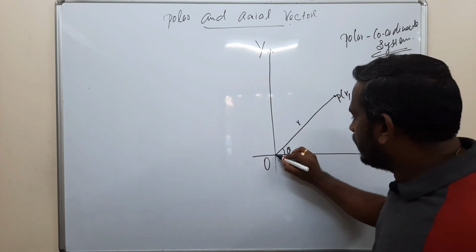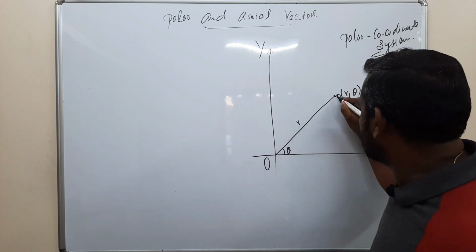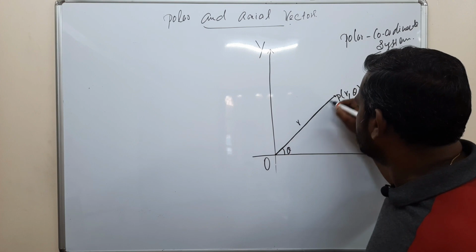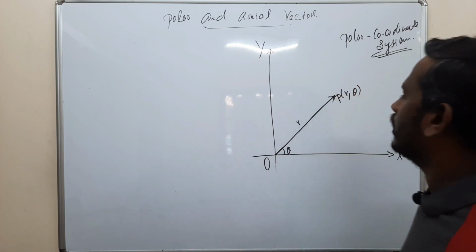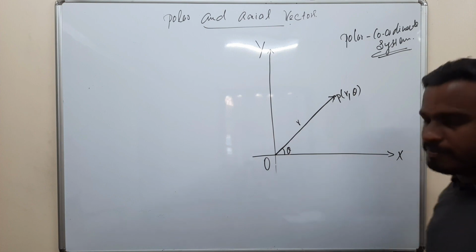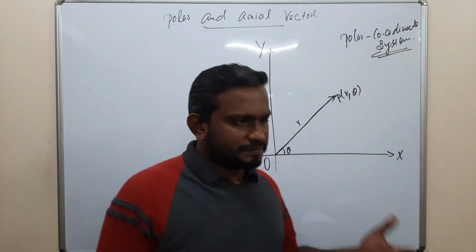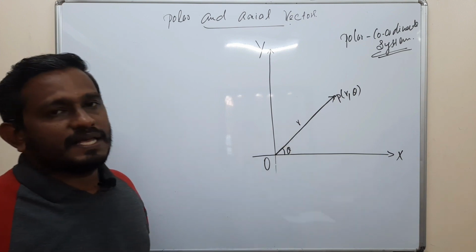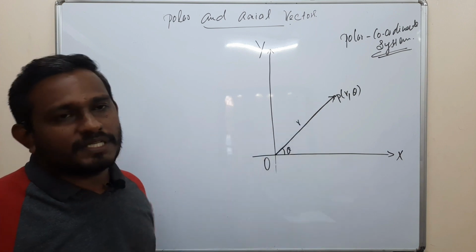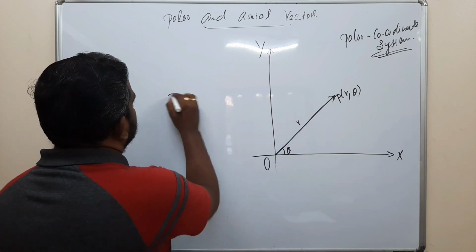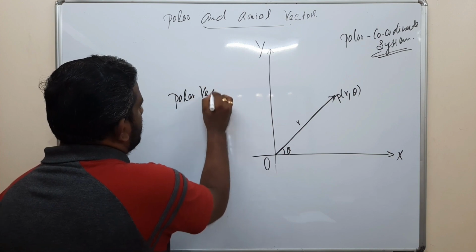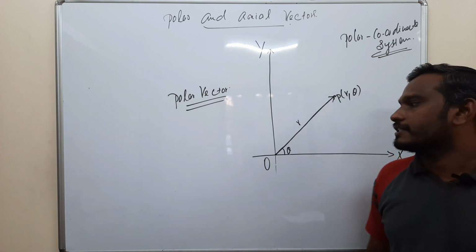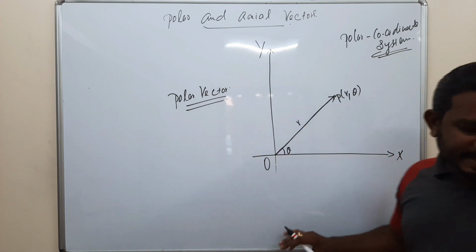The vector for that point. So this object, if the vector is drawn from the origin to the point, then that vector is called a polar vector. A vector which is represented with r as the distance from the origin and theta as the inclination with the x-axis. Then the vector drawn from the origin to the point is called a polar vector. Then what are axial vectors?